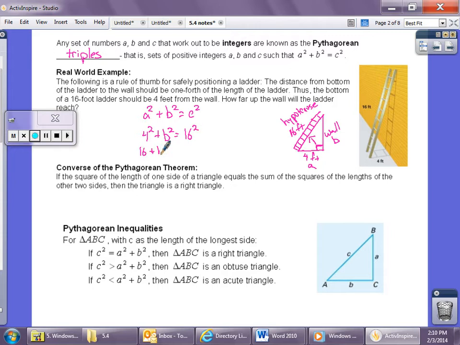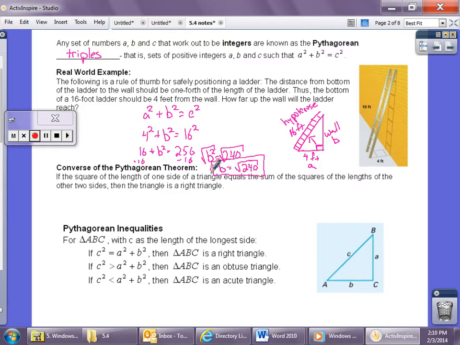So 16 plus B squared equals 256. Minus 16 on both sides, so B squared equals 240. So now we have to find out B. So B equals, what we do here is we take the square root of this. So it's the square root of 240.